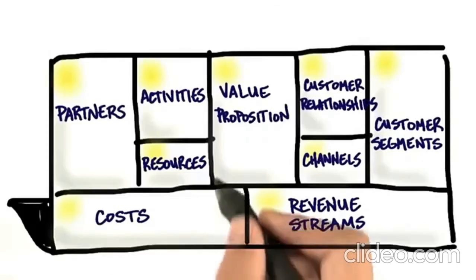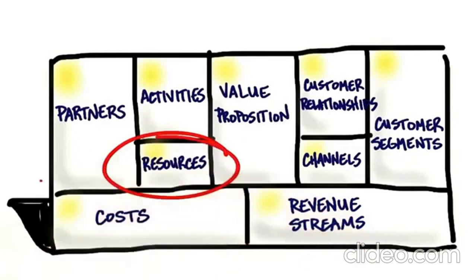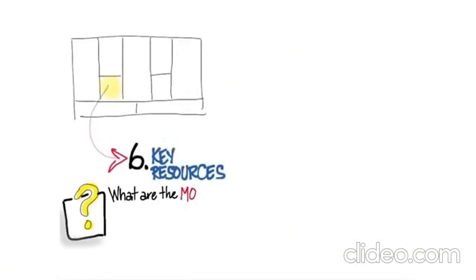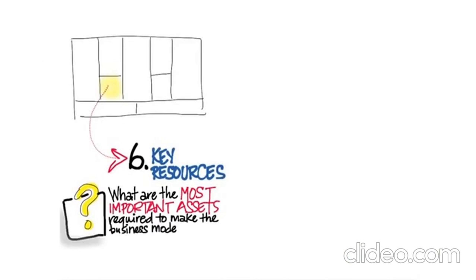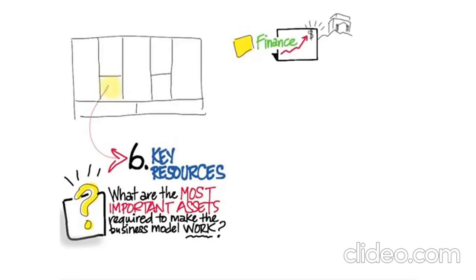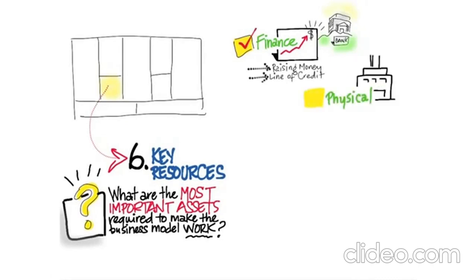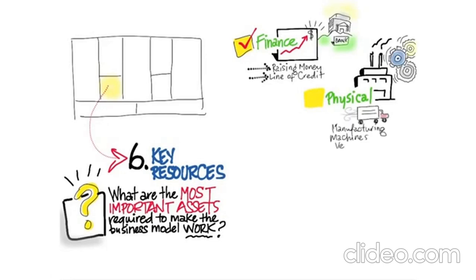The next piece you want to think about is what are the key resources? What do you need to make the business model work? What assets are important? And what's an example of an asset in a key resource? Well, finance. Do you need capital? Do you need a line of credit? Some assets and resources are physical. Do you need physical plant, like a manufacturing line? Do you need specialized machines? Do you need vans for delivery? Do you need cars?